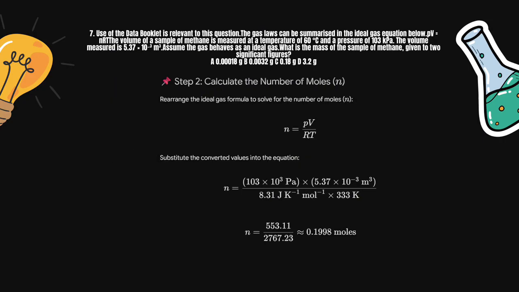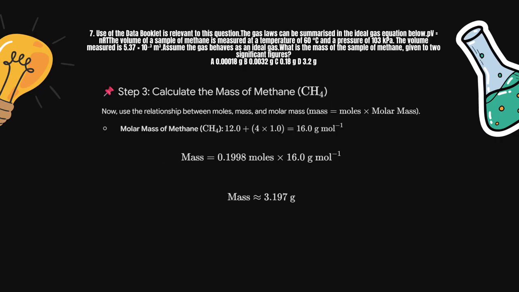Step 2. Let's rearrange the equation to solve for moles. That gives us n equals PV over RT. When we plug in our numbers, the top half equals 553.11 and the bottom half equals 2767.23. Divide those two numbers and we get approximately 0.1998 moles of methane.